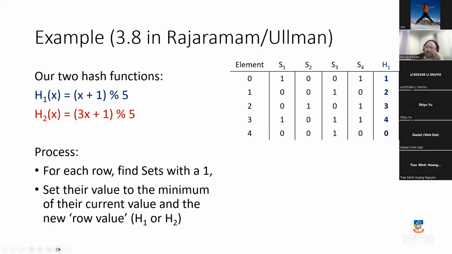So here's our process. For each row, we're going to find the sets with a 1. If we did row 0, S1 and S4 have a 1. We're going to set their value to the minimum of their current value and the new row value, H1 or H2.